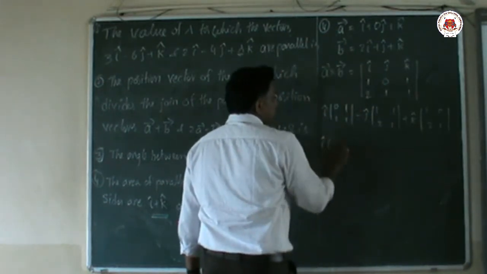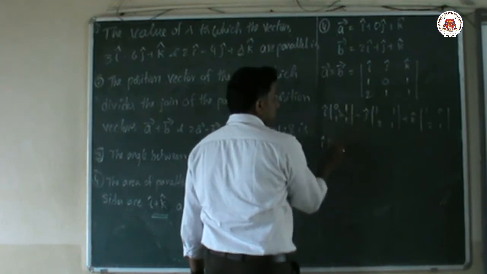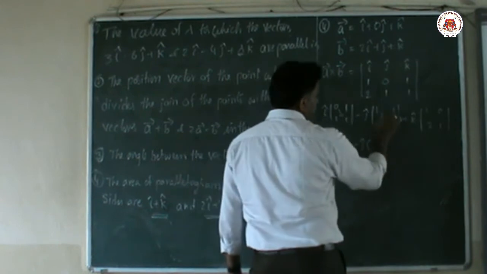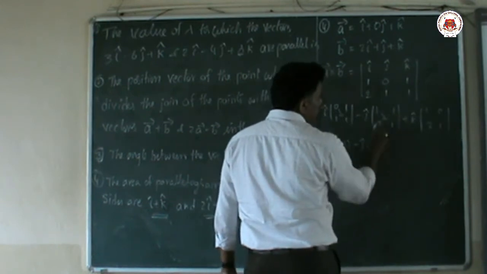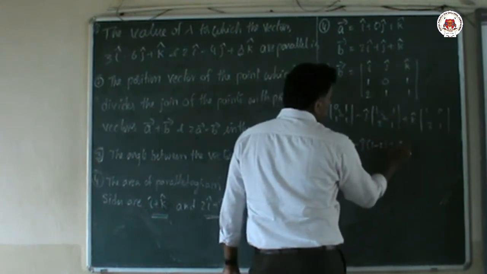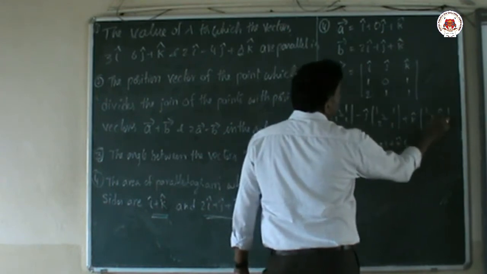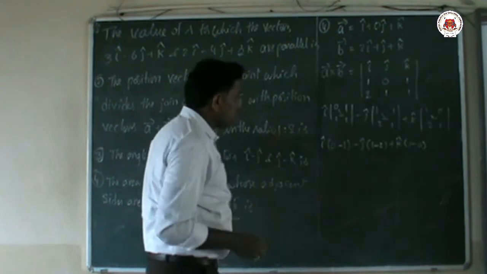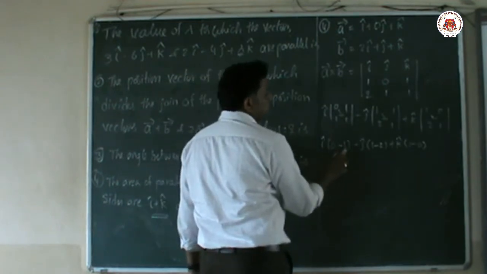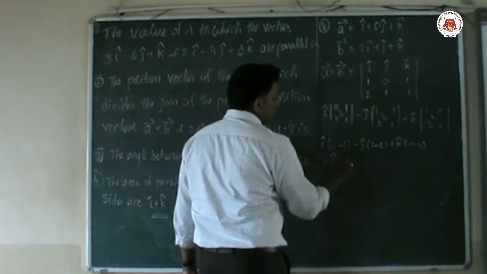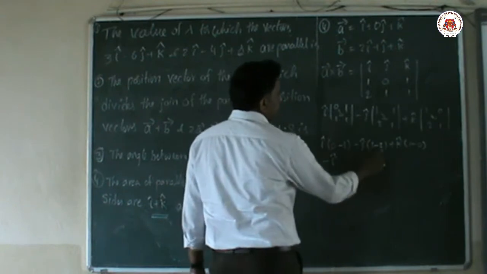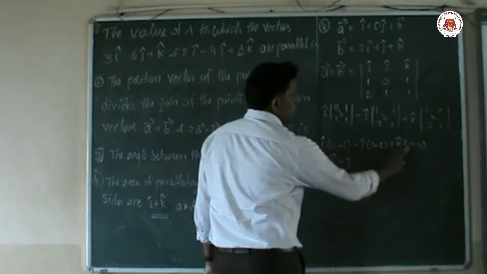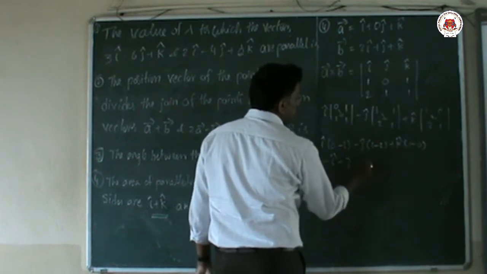So if we expand here: 0 times 1 is 0, minus 1 times 1 is 1, so minus i cap. Minus j cap: 1 times 1 is 1, 2 times 1 is 2. K cap: 1 times 1 is 1, 2 times 0 is 0. That means the final answer is 0 minus 1, which is minus 1, so minus i cap. 1 minus 2 is minus 1, and minus times minus gives plus j cap. 1 minus 0 is 1, so 1 times k.